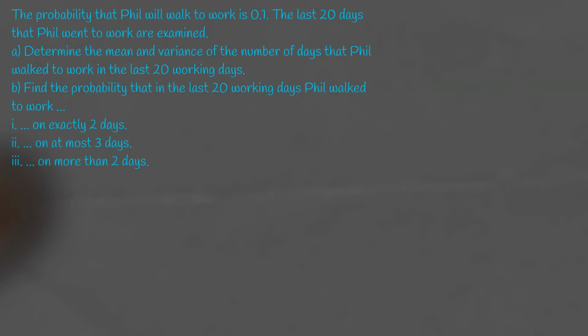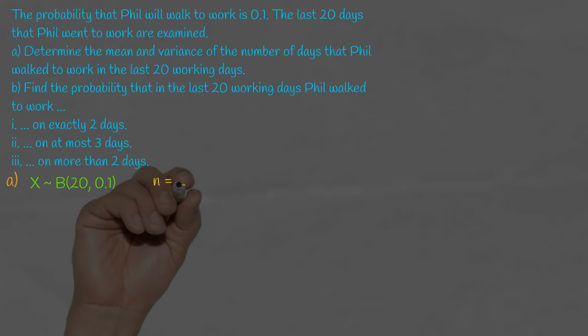And for the last question, we're told the probability that Phil walks to work is 0.1, and we're asked to find the mean and the variance if we're using 20 days as our sample size. So we can write the binomial expression like this because n is 20 and p is 0.1.